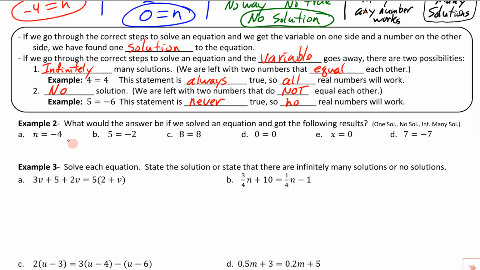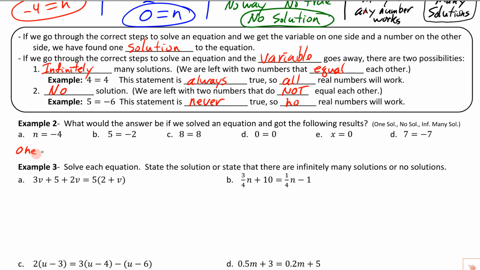solutions. So in example 2, it says, what would be the answer if we solved an equation and we got the following results? Would it be one solution, no solutions, or infinitely many solutions? And you'll notice the way that I abbreviated those. That would be just fine. I would like you to spell that out a couple times just so you're sure you know how to spell the word infinitely. That always trips people up, but we will use some abbreviations as we get going here. So notice on this side, this just says we solved it and we got n equals 4.